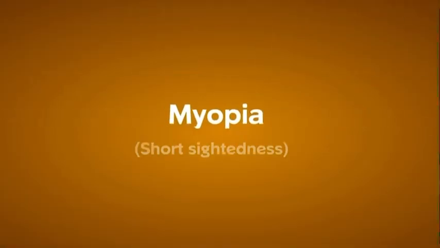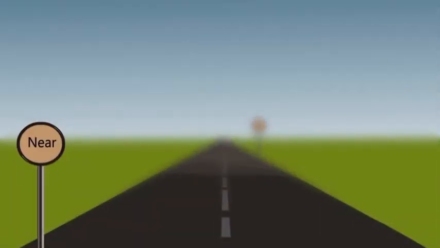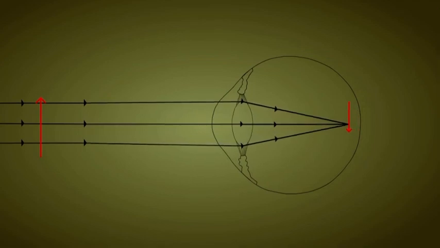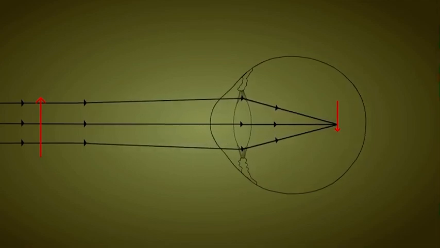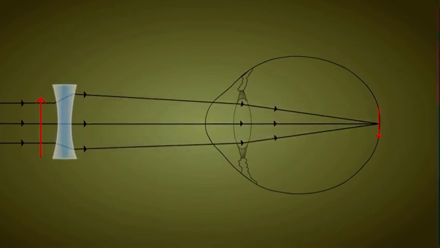The next defect is myopia or short-sightedness, in which distinct objects cannot be seen clearly as the image is formed in front of the retina. This defect may be due to the increase in curvature of the lens or due to the increase in length of the eyeball. This defect can be corrected using concave lens of suitable focal length.